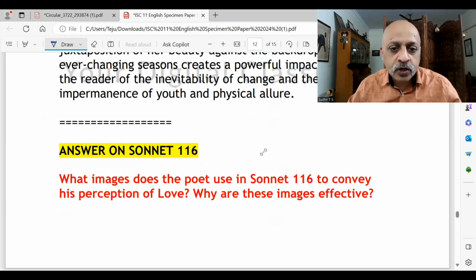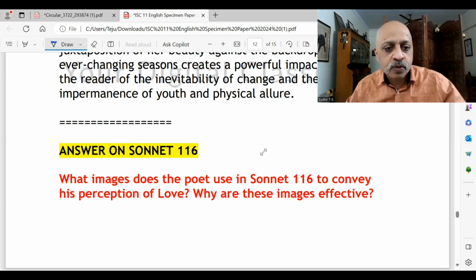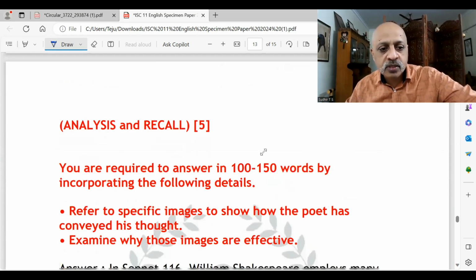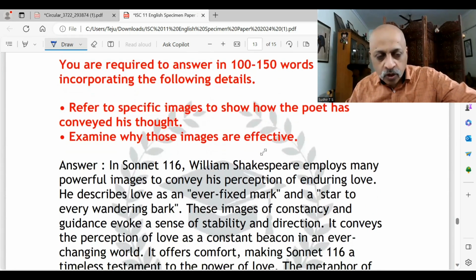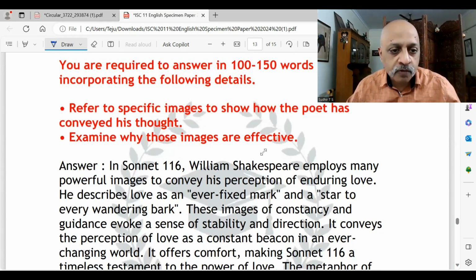What images does the poet use in Sonnet 116 to convey his perception of love? Why are these images effective? Please go through the question. In Sonnet 116, William Shakespeare employs many powerful images to convey his perception of enduring love. He describes love as an ever fixed mark and a star to every wandering bark.